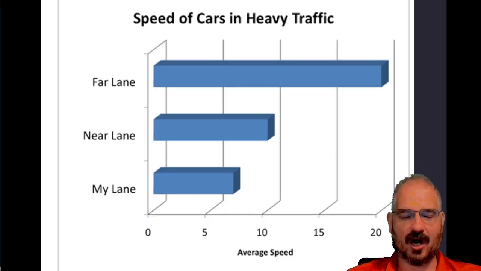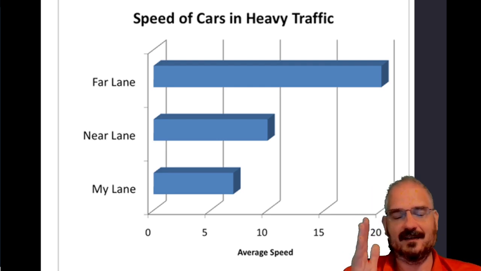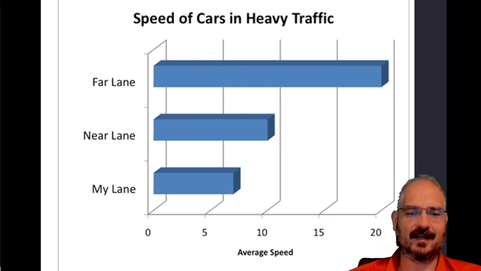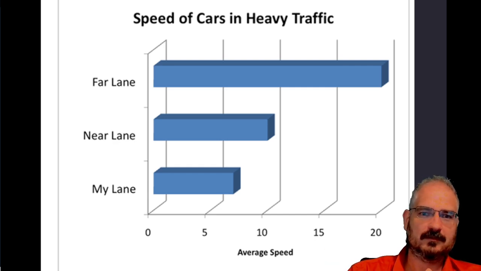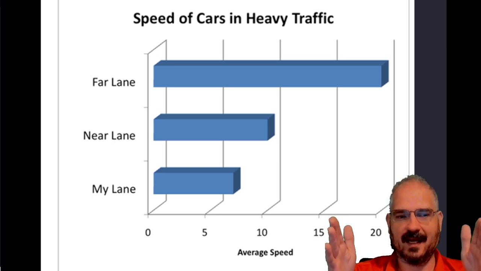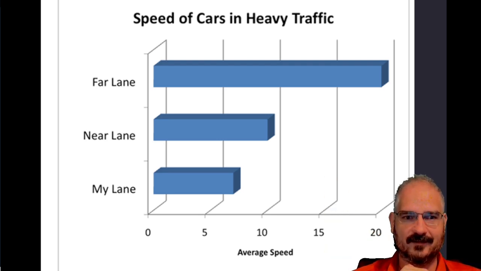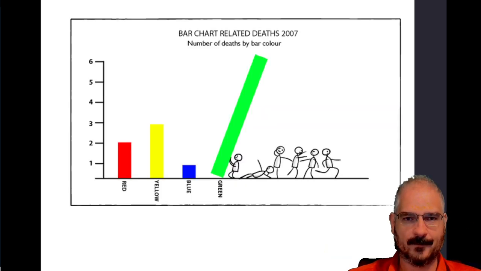So here's a bar chart, and this one happens to be turned on its side, so the x-axis is over here and the y-axis is down here. And this is about speed of cars in traffic, right? So in my lane, their average speed is very small. In the lane next to me, it's a lot faster than it is in my lane. And in the lane that's the farthest away from me, it's the fastest. Right? So that's a bar chart.